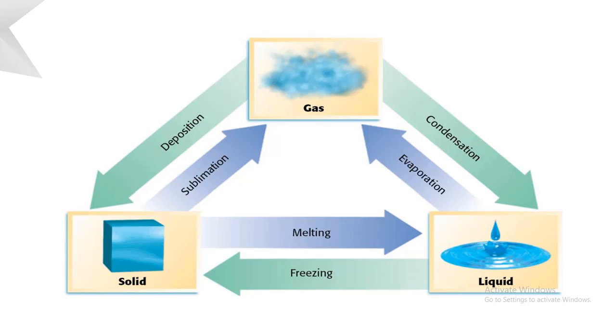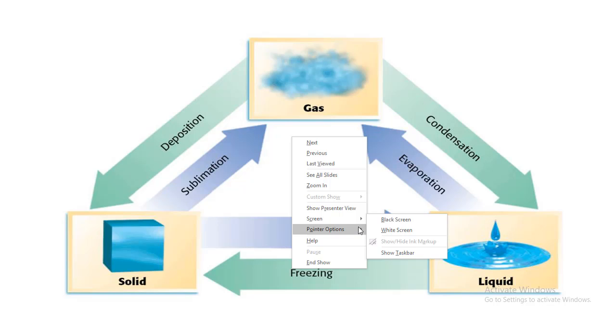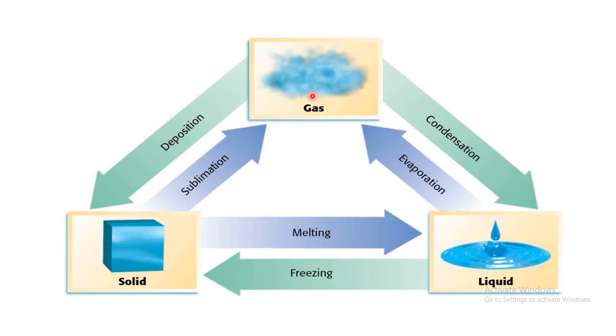So this is the diagram I was talking about. Up here we have a gas, on this side we have a liquid, and here we have a solid. The processes are deposition, sublimation, melting, freezing, evaporation, and condensation. But our focus is here. We have a gas and a liquid.